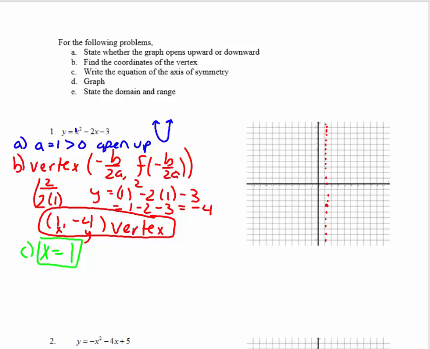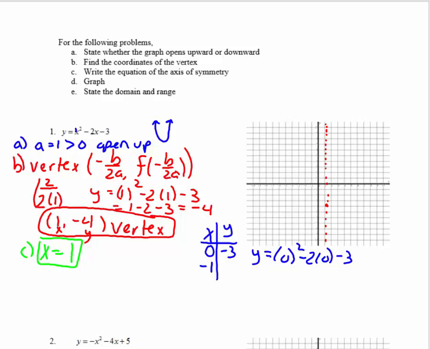Now we still need a graph. Well, to graph a quadratic, I need about 5 points. So I'm going to go ahead and make a table. And with my table, I'm just going to plug in some values that are close to my vertex. Since the x part of my vertex is 1, I'm going to see what happens at 0 and at negative 1. So I'll plug in a 0 into my original equation. So y is going to equal 0 squared minus 2 times 0 minus 3. So I get 0, negative 3.